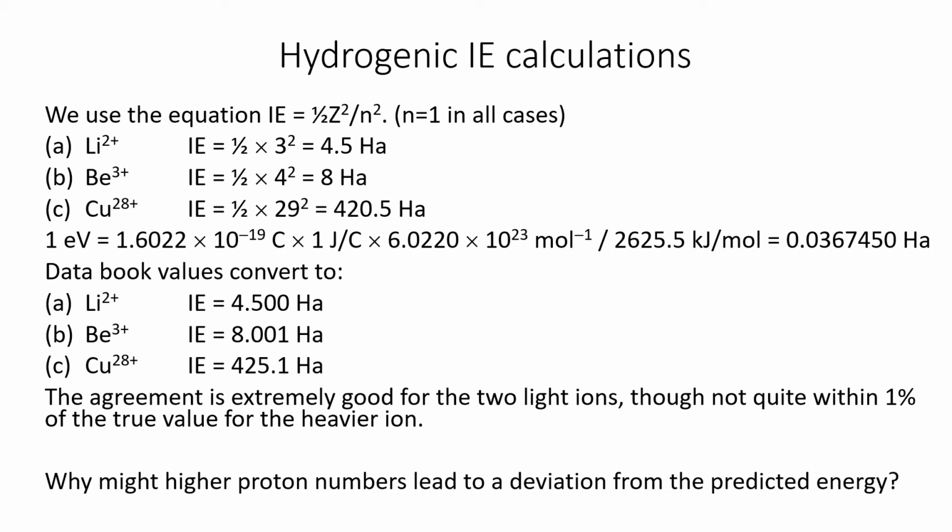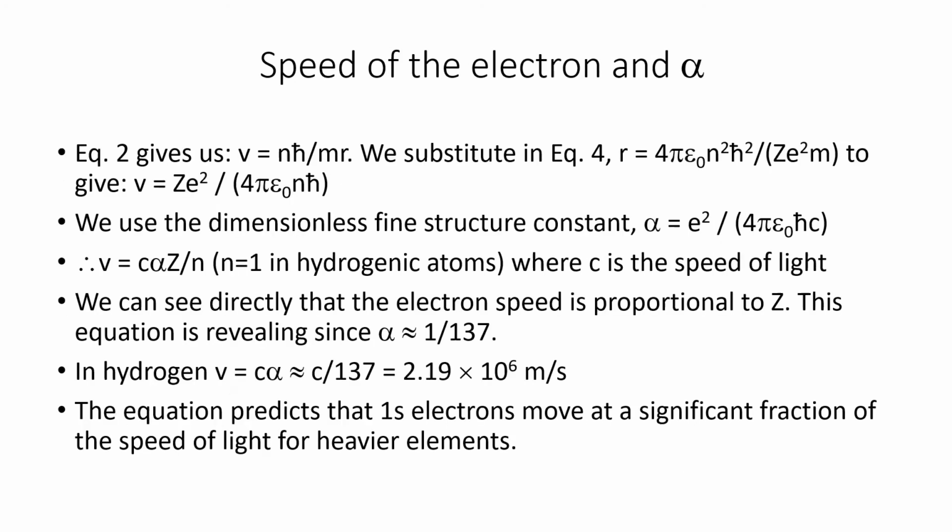But then it's also quite an interesting discussion about why might it be that for heavier elements the theory just breaks down a tiny bit, just gets slightly less good. What could it be about the higher proton numbers that lead to a bit of a deviation from the predicted energy? So it's quite revealing if we look at the speed of the electron.